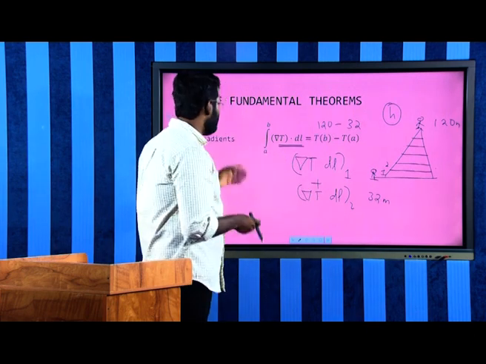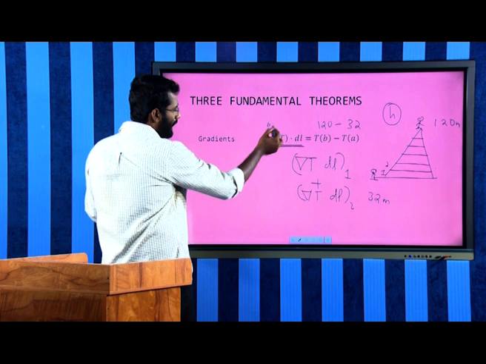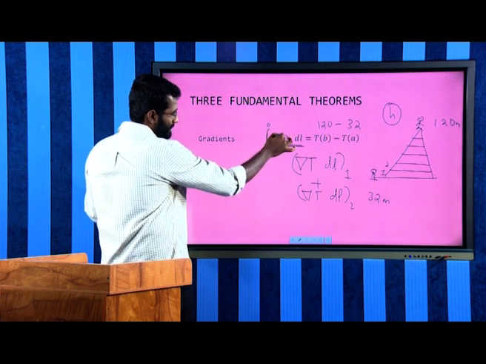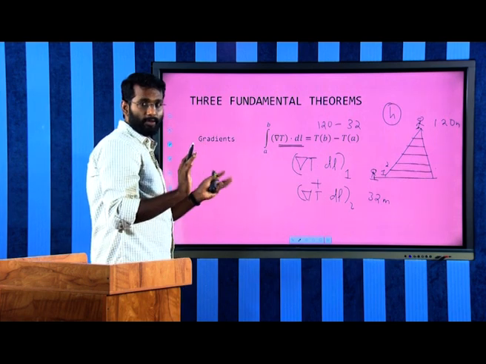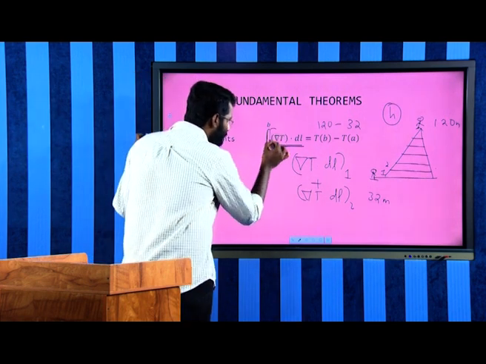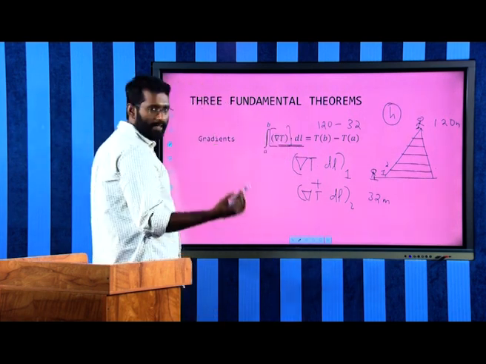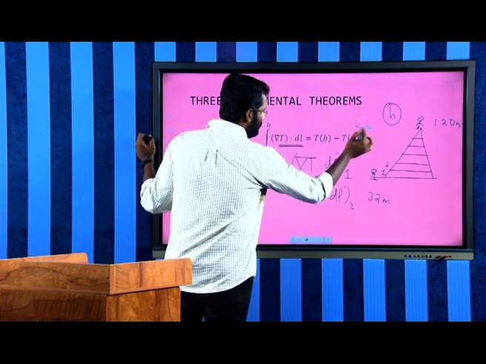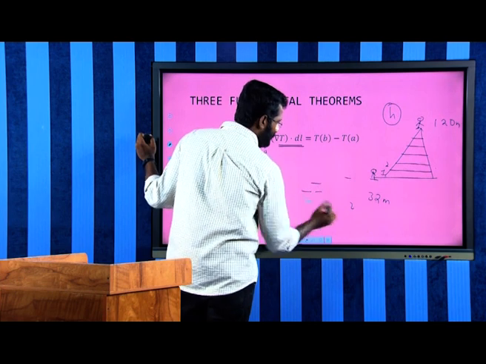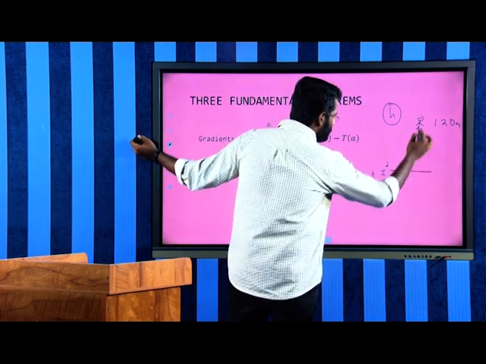So, that is about the gradients, but here you have to have a gradient. You cannot convert every integral like this, you have to have a form like this, then only we can convert it. Now, let us see the next one, that is the Gauss divergence theorem.